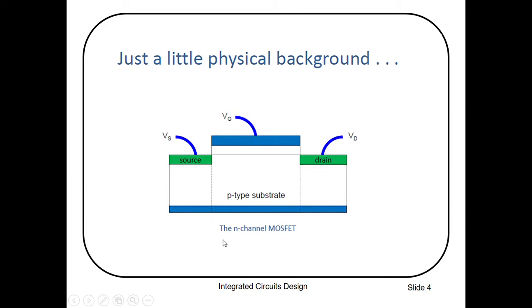In this slide you can see the simplest MOSFET structure. VG is the gate voltage, Vs is the source voltage, and Vd is the drain voltage. We are discussing an N-channel MOSFET, so its body is a P-type substrate. In this slide, we will discuss how you can form a channel between source and drain and how current flows between source and drain.